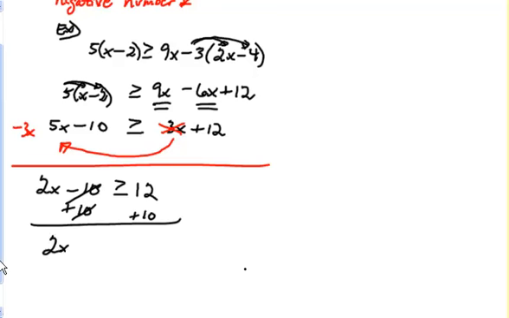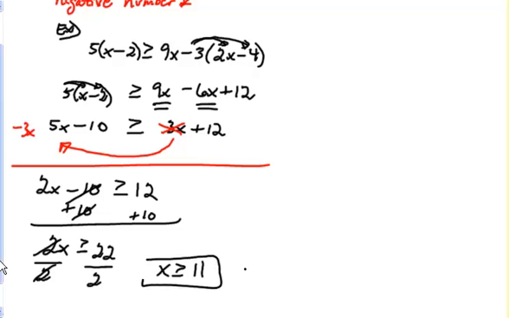So I have 2x. My sign still is the same. The only time it would switch, remember, is if I multiply or divide by negative. And I get 22. Now I want x by itself. I have a 2 attached to my multiply. What shall I do? Divide by 2. Is that legit, or do I need to flip something? It's legit. We're okay. So x greater than or equal to 11.